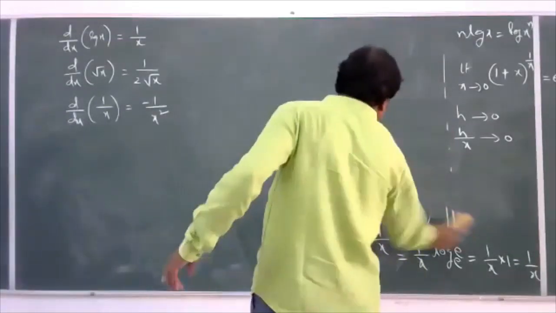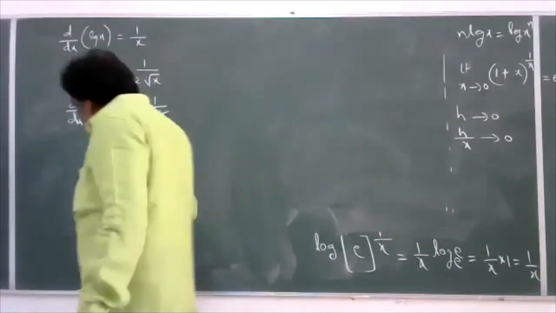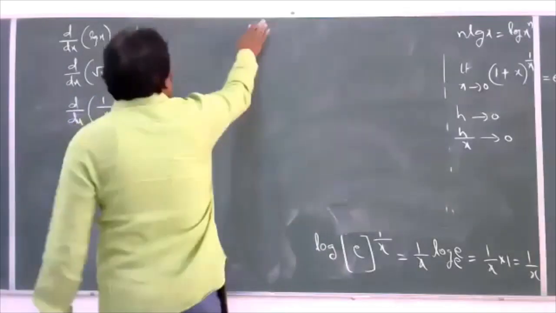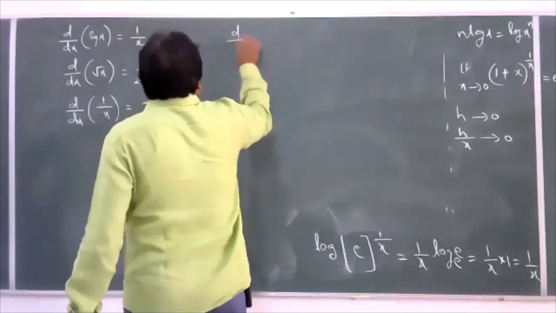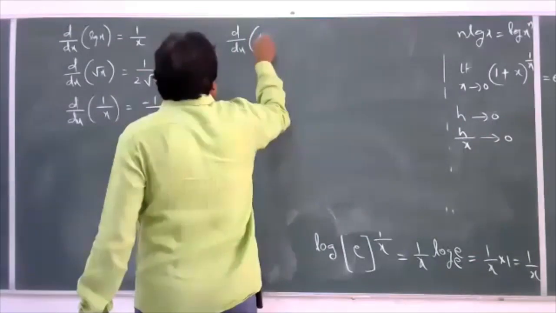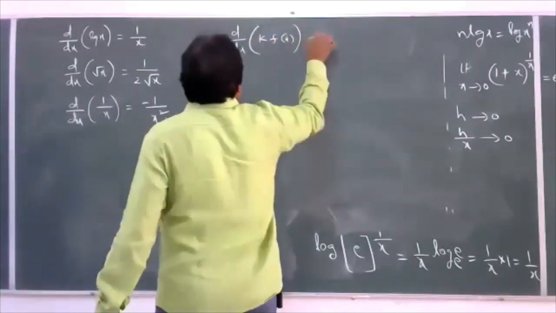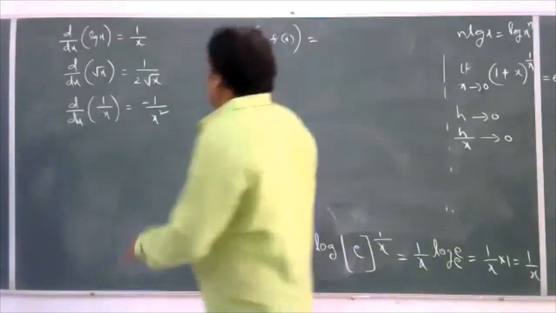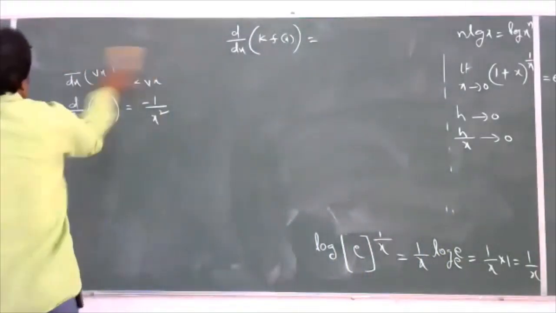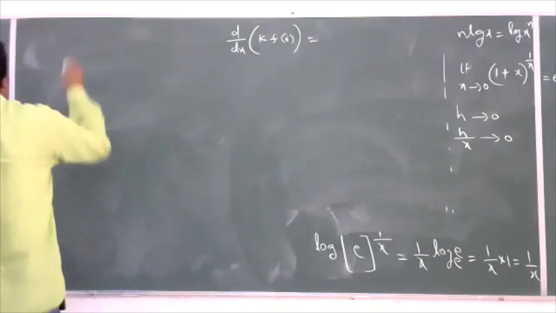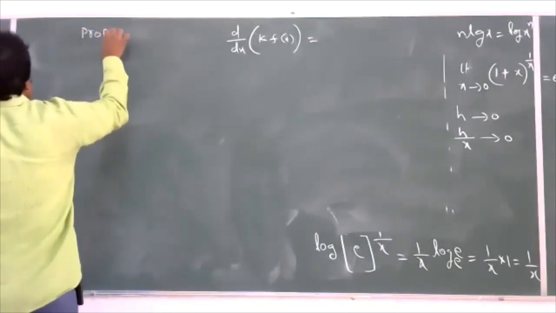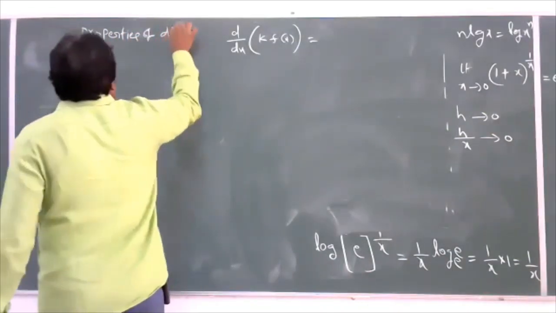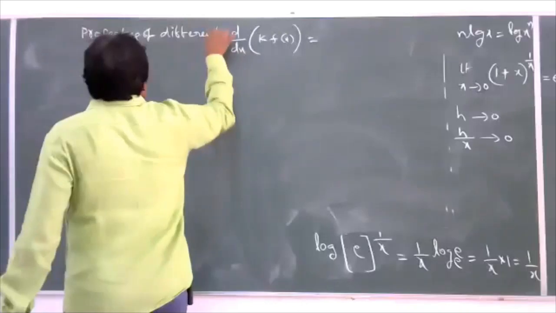Next, we remember the properties of differentiation. You already know these from the first year. For example, d by dx of k into f of x, where k is a constant. Write the heading: Properties of differentiation.